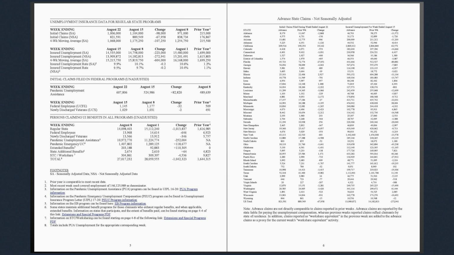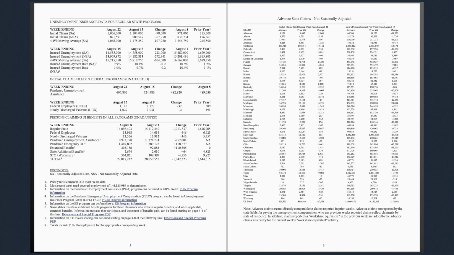Footnotes. SA: seasonally adjusted data. NSA: not seasonally adjusted data. 1. Prior year is comparable to most recent data. 2. Most recent week used covered employment of 146,125,989 as denominator. 3. Information on the Pandemic Unemployment Assistance (PUA) program can be found in UIPL 16-20, PUA Program Information.